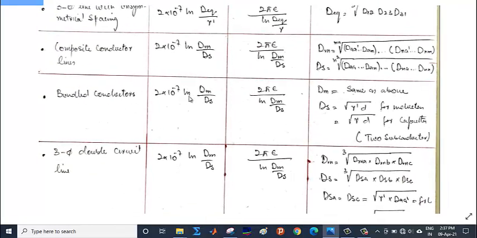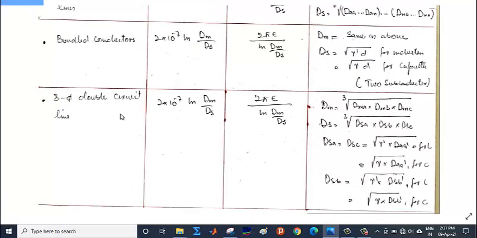Bundle conductors: 2 into 10 to the minus 7 ln of dm by ds, it will be similar, 2 pi epsilon ln of dm by ds, where dm is same as above. ds is the square root of r' into d for inductance. When we have two subconductors, for capacitance it will be the square root of r into d. Similarly, it will change if we change the configuration, because I have assumed here only two subconductors. If we have three subconductors, it will be the cube root of r' into d into d. For capacitance, it will be the cube root of r into d into d.